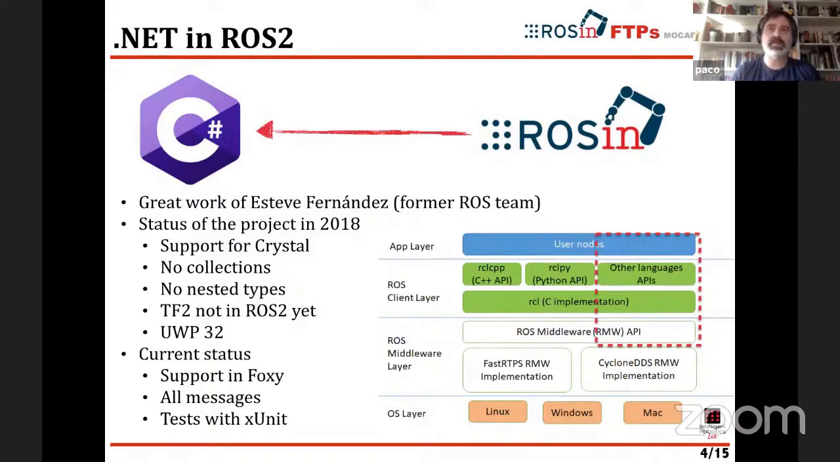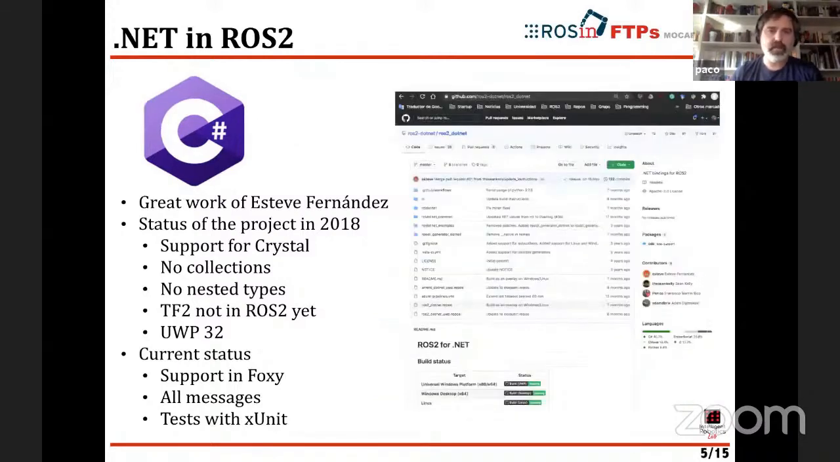There are many client libraries such as Rust, Go, Java. Also, the officially supported ones are C++ and Python. The ROS-II .NET project was created by Esteve Fernandez, a former member of the ROS team and one of the ROS-II designers. When we started the ARViz project, .NET only had support in Crystal, and nested types and arrays were not implemented. Only plain messages with basic types or a string could be handled.